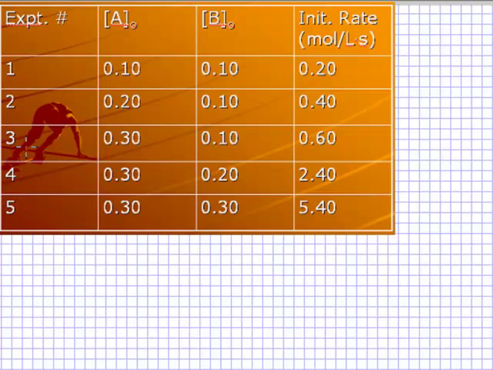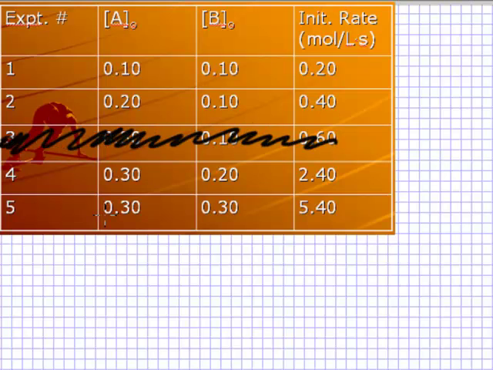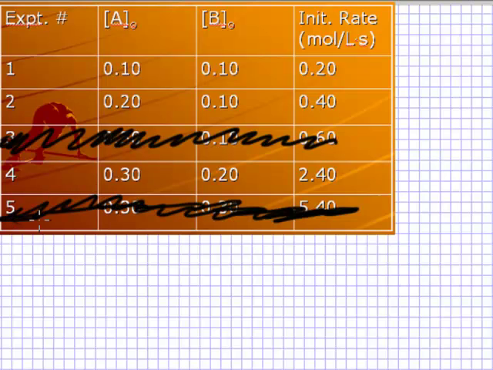So I don't have any of this information for experiment number 3. I don't have any of the information for experiment 5. Now, doing it the way that we did it before, you might say it's impossible to know what the order is in B because A never stands still. A is never constant for any 2 experiments. But that's not exactly true.